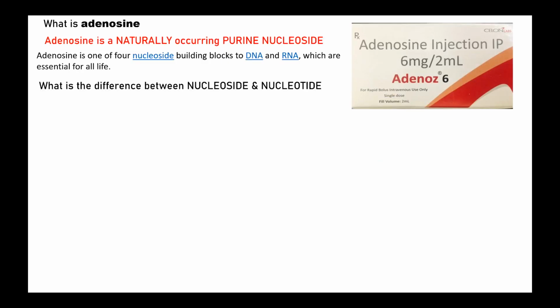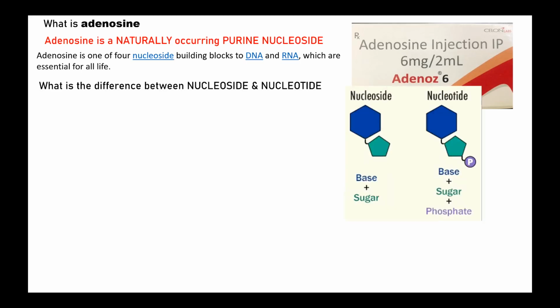What is the difference between a nucleoside and a nucleotide? With the ribose and phosphate, the molecule is called a nucleotide. Base plus sugar plus phosphate is a nucleotide. Base plus sugar only is a nucleoside. So if the phosphate group is attached, then it becomes a nucleotide. Otherwise, it is a nucleoside.